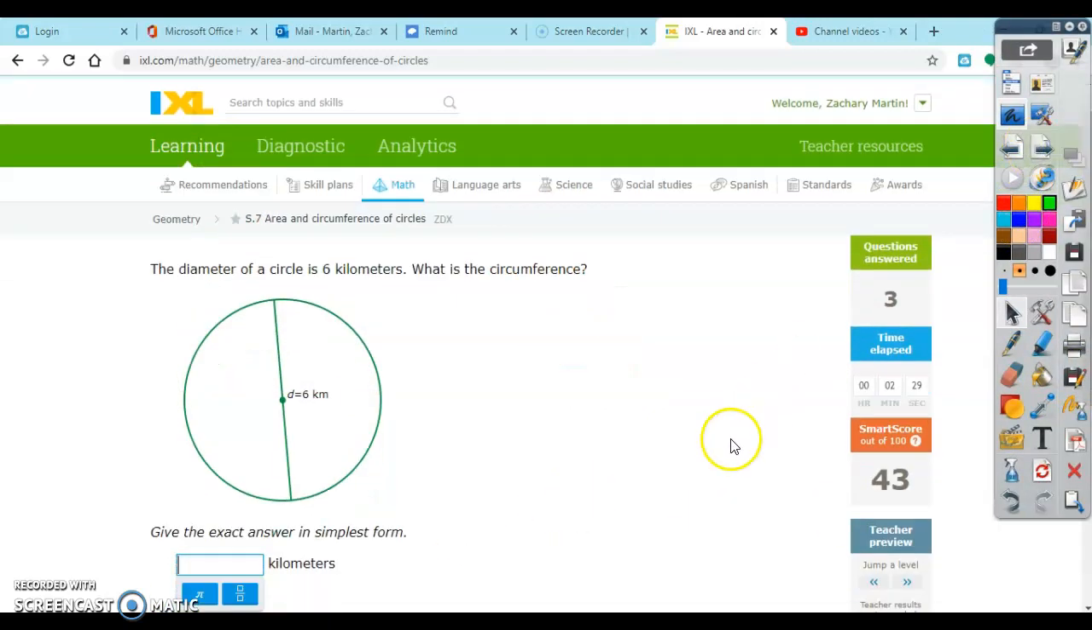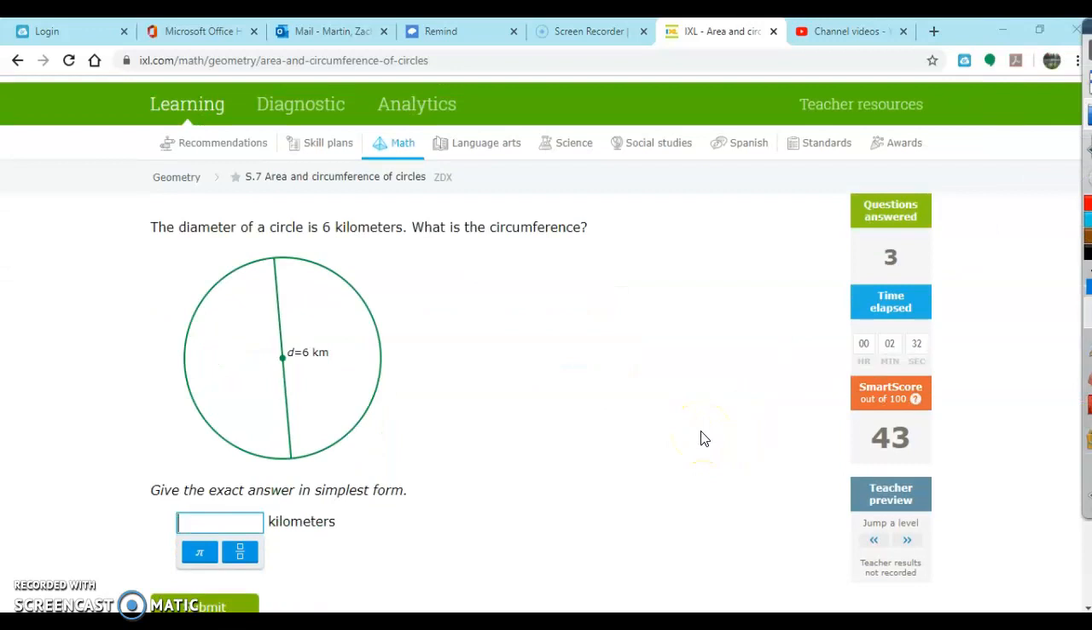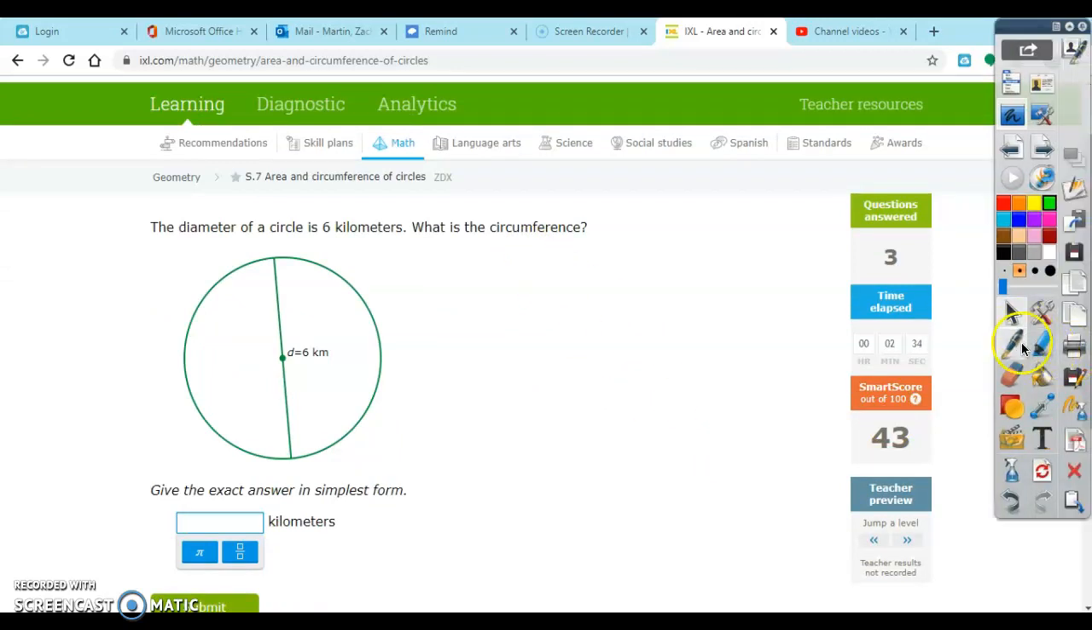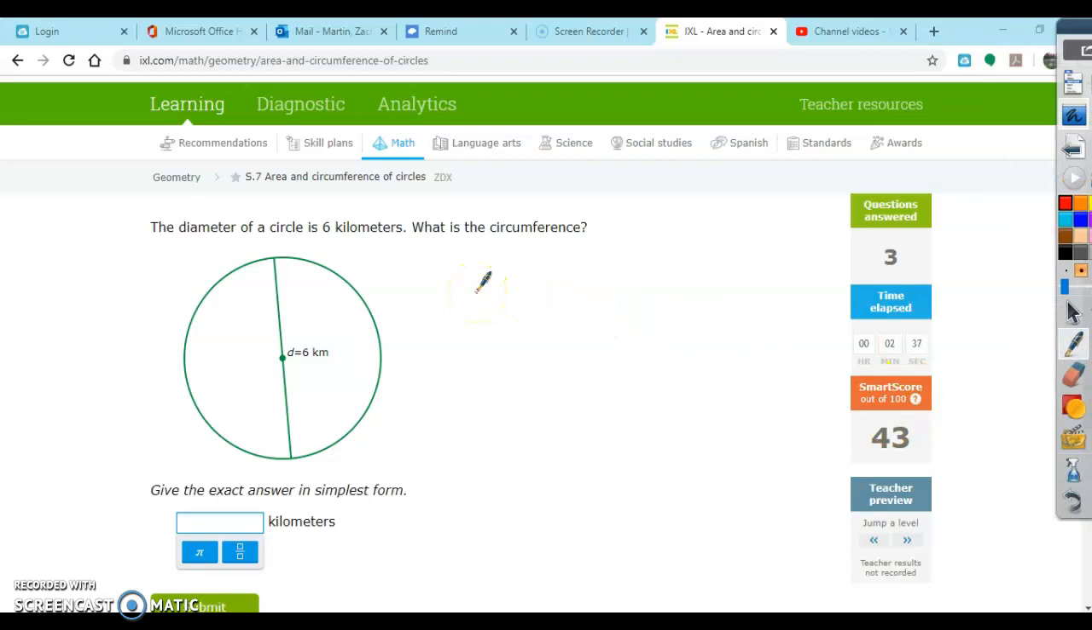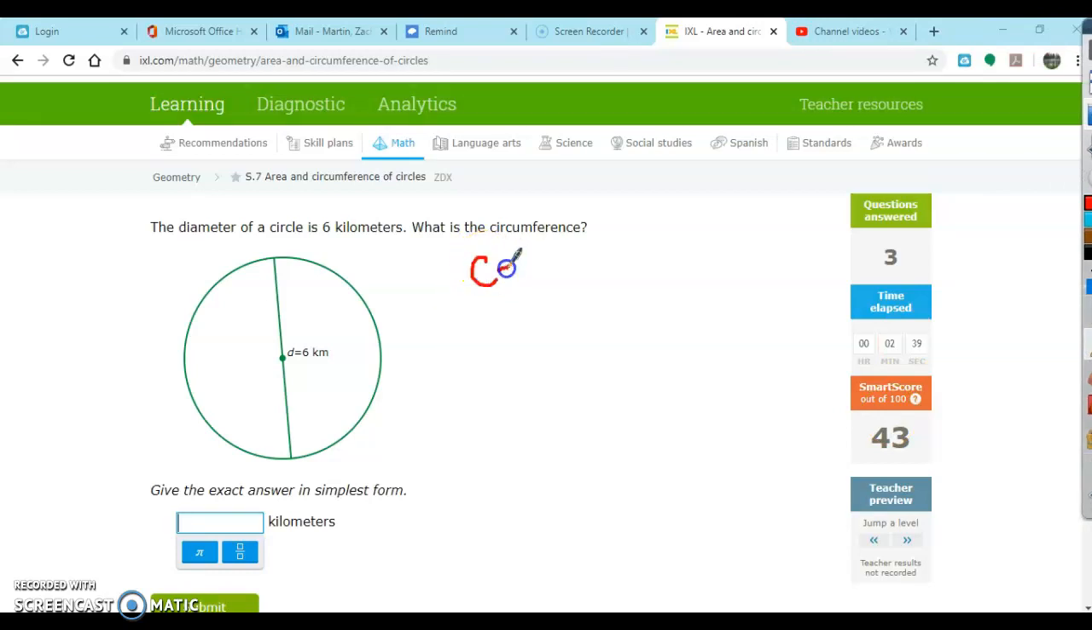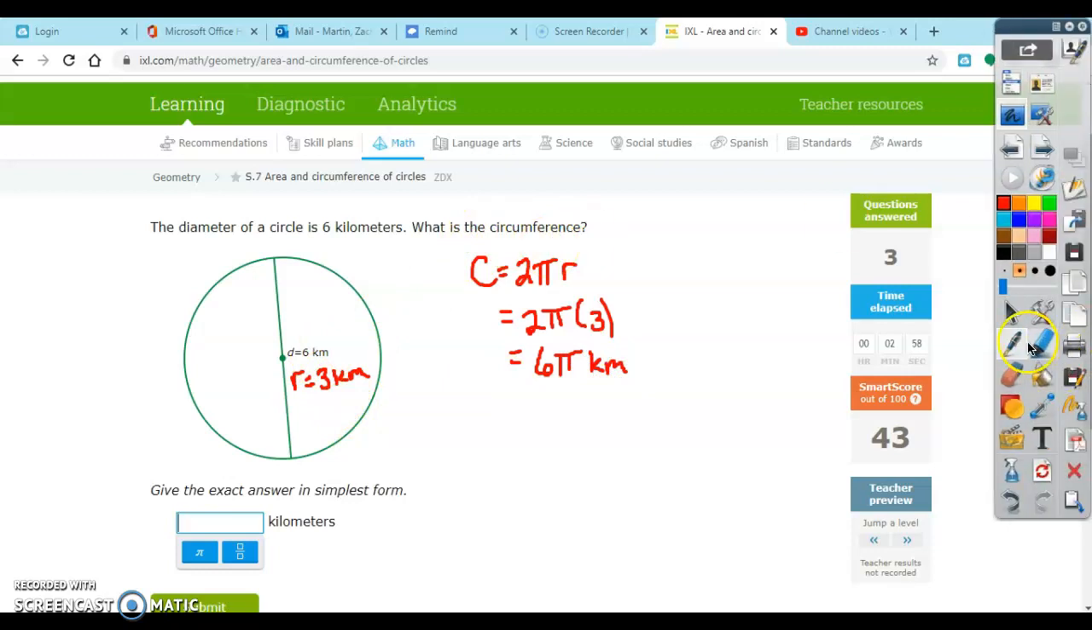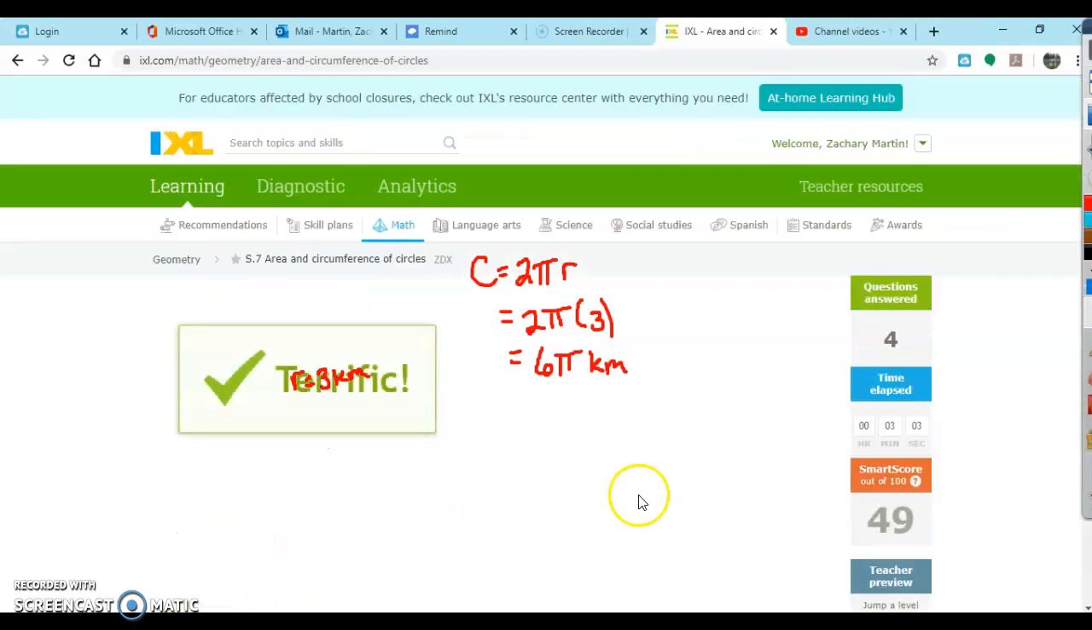Fantastic. All right. Now they give us the diameter, and they ask us, what's the circumference? Let's try this one, and then we're going to try to jump ahead a level. So we want the circumference. We know that's 2 pi r. We're given the diameter. The radius is half of that, so that's 3 kilometers. So the circumference is 2 pi times 3. 3 times 2 is 6. 6 pi kilometers. That's the circumference, okay? So 6 pi. Submit. Terrific.